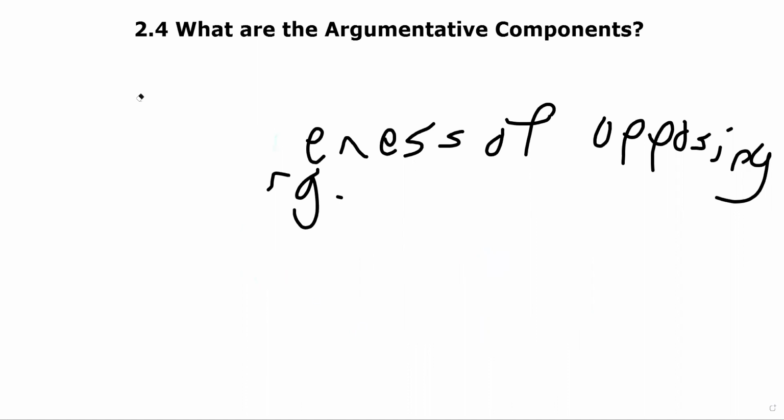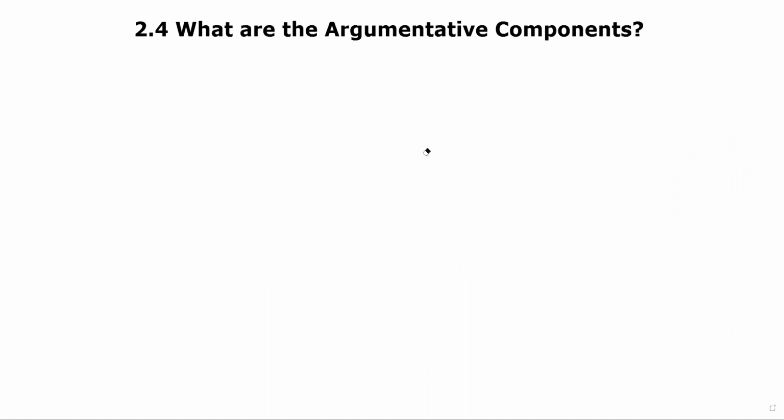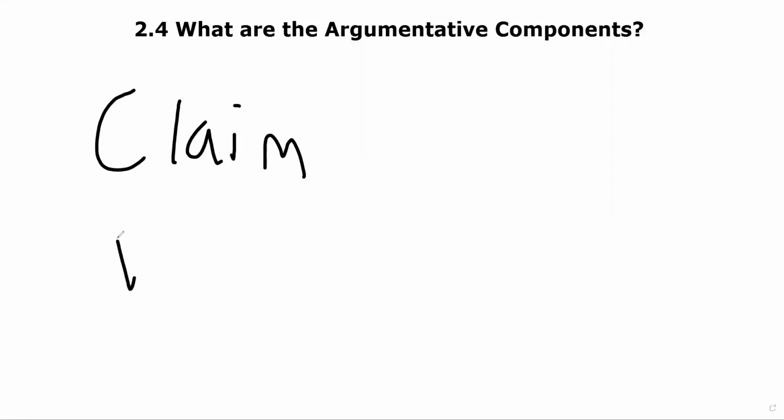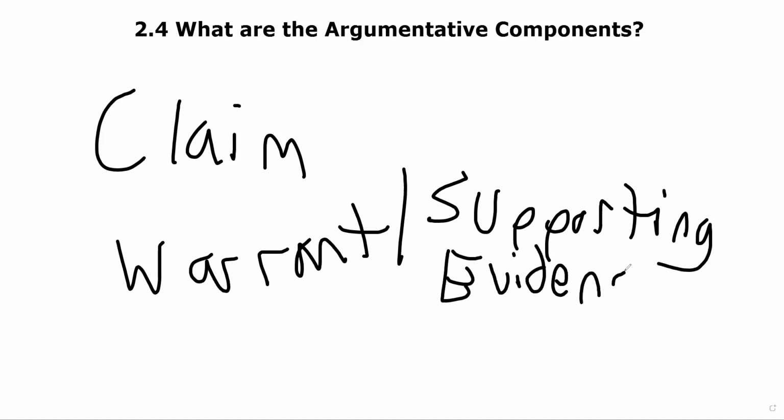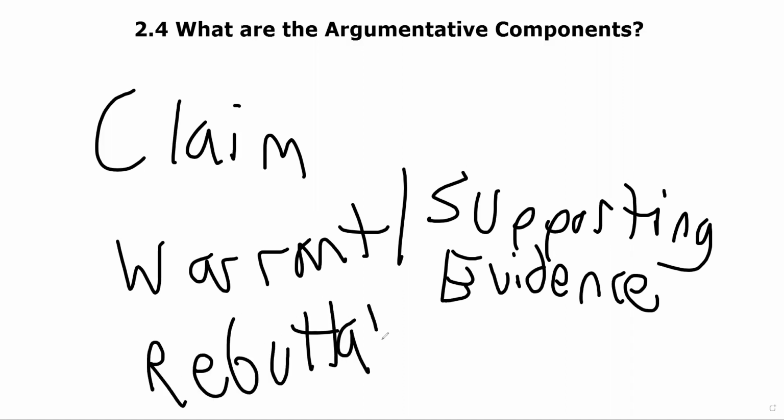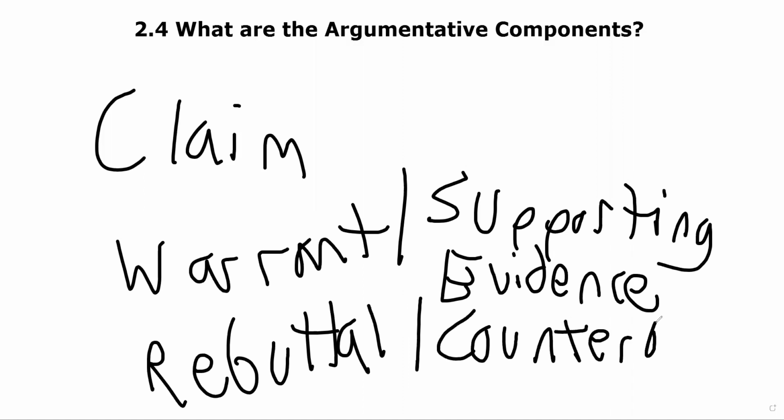So argumentative essays will have three main components to review. These are, again, the claim, the warrant or supporting evidence, and finally, the rebuttal or counter argument. As we stated, the first two are mandatory. These are necessary for an argumentative essay to exist, whereas the rebuttal and counter argument are not necessarily mandatory, but they do help improve the robustness of an argument.